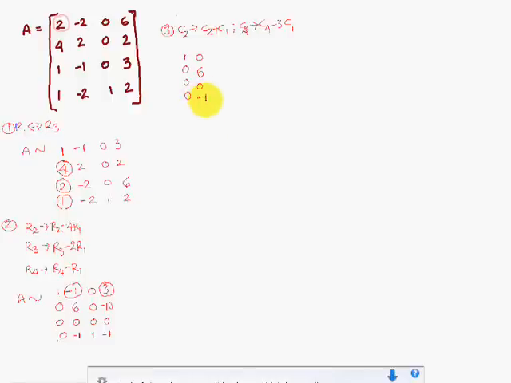Okay, next one, C4 minus 3 times of C1. Therefore, the third column, you write it as usual: 0, 0, 0, 1. C4 minus 3 times of C1. C4 is 3 minus 3 times of C1.